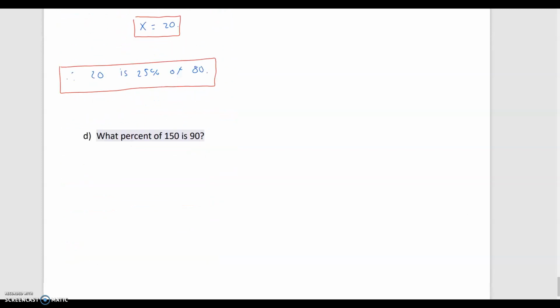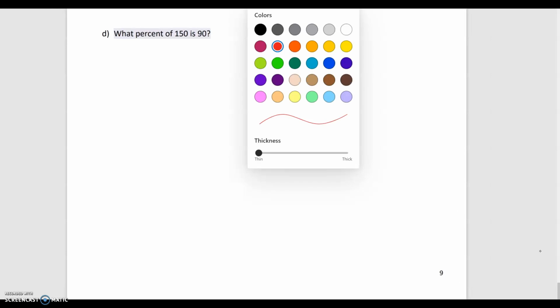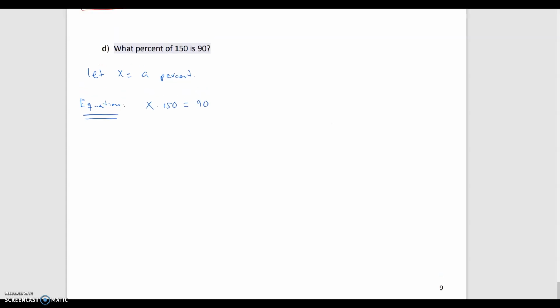Let's move on to D. Now, D is a little bit different because they want a percent. So let me declare let x equal a percent. The equation is going to be x times 150 is equal to 90. Remember that we still follow the same process: "is" is the equal sign, "of" is the multiplication. So what percent of 150 is 90?